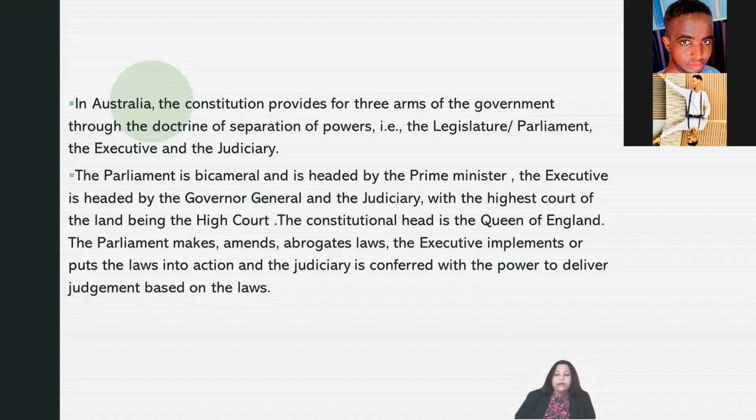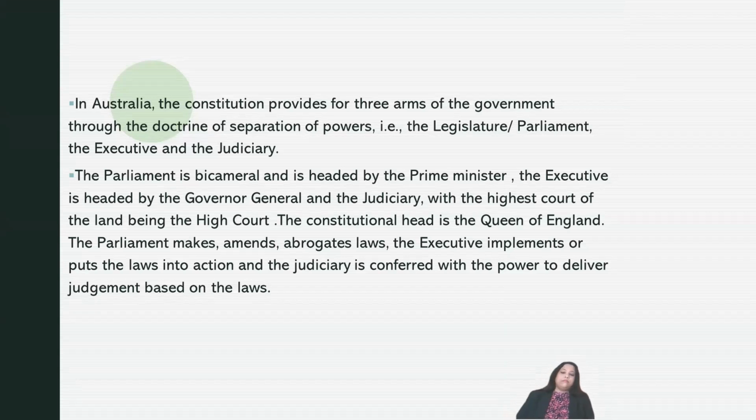The Governor General appoints the judges of the highest court of Australia, which is the High Court. So that's how there is a kind of coordination between two wings of the government, that is the executive and the judiciary.